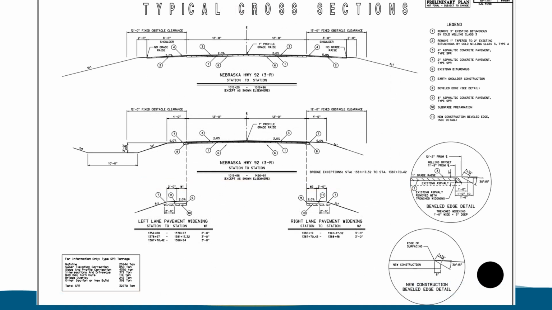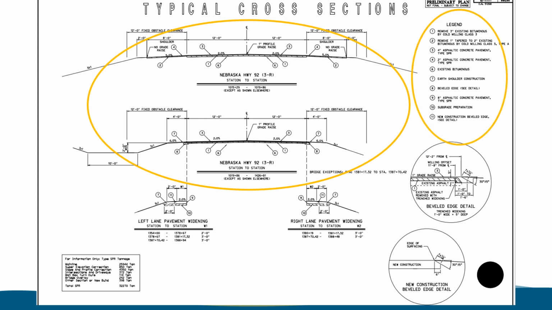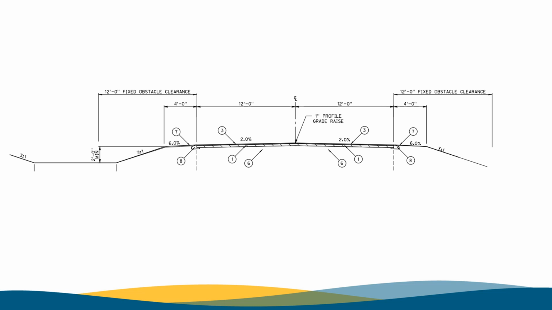After the title sheet, there are typical section sheets. It shows the cross-section of roadway, the legend to the right showing each operation. Below that is the beveled edge detail we are going to talk about next. And finally, in the lower left is a tonnage breakdown note. We will discuss this later in the Tech Talk. Here is an expanded view of the typical section.